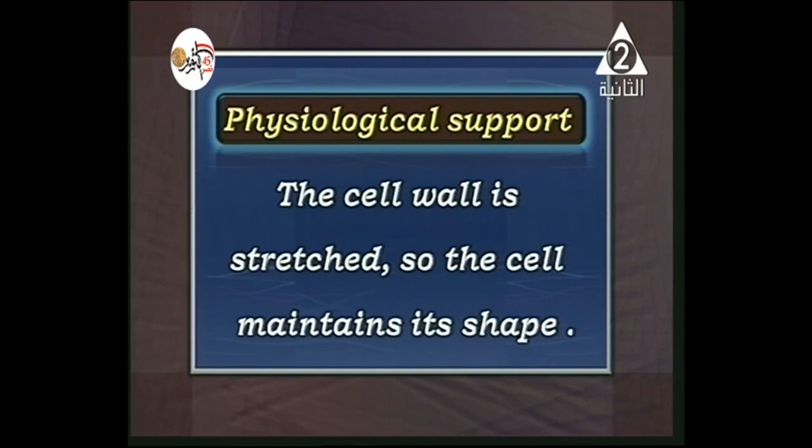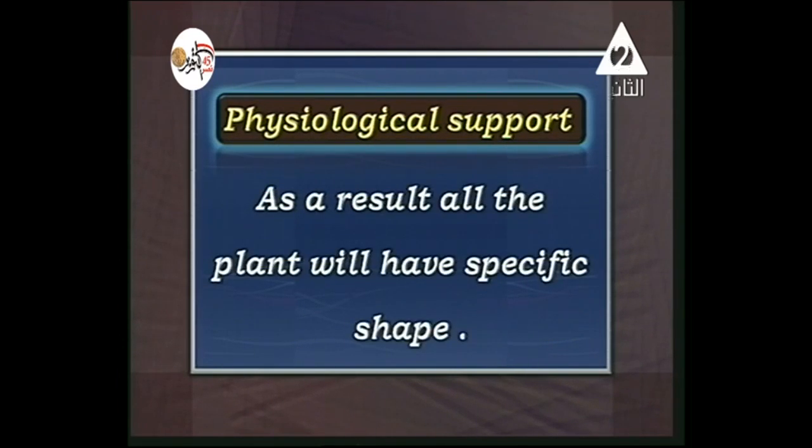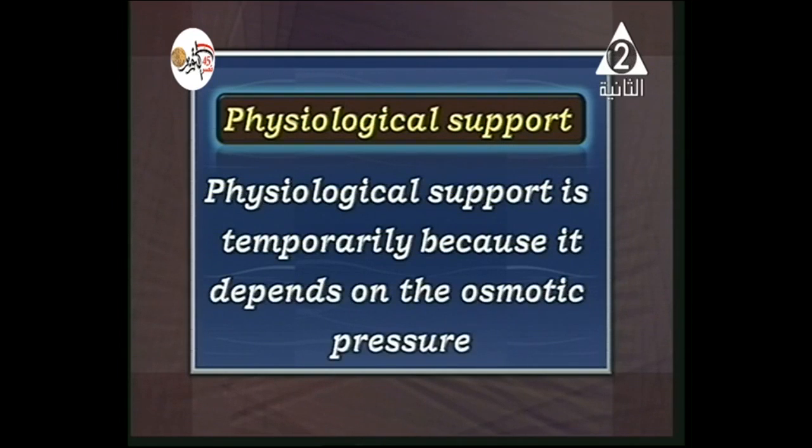The cell wall also is stretched, to do what? To maintain its shape, definitely to give the cell its real shape. As a result of all these changes, the plant will have a specific shape, and this is the idea of physiological support in the plant. Physiological support is not permanent, it is temporary. Because of what? Because it depends on the osmotic pressure, and we have here a video to show that in some examples. Let's watch it.